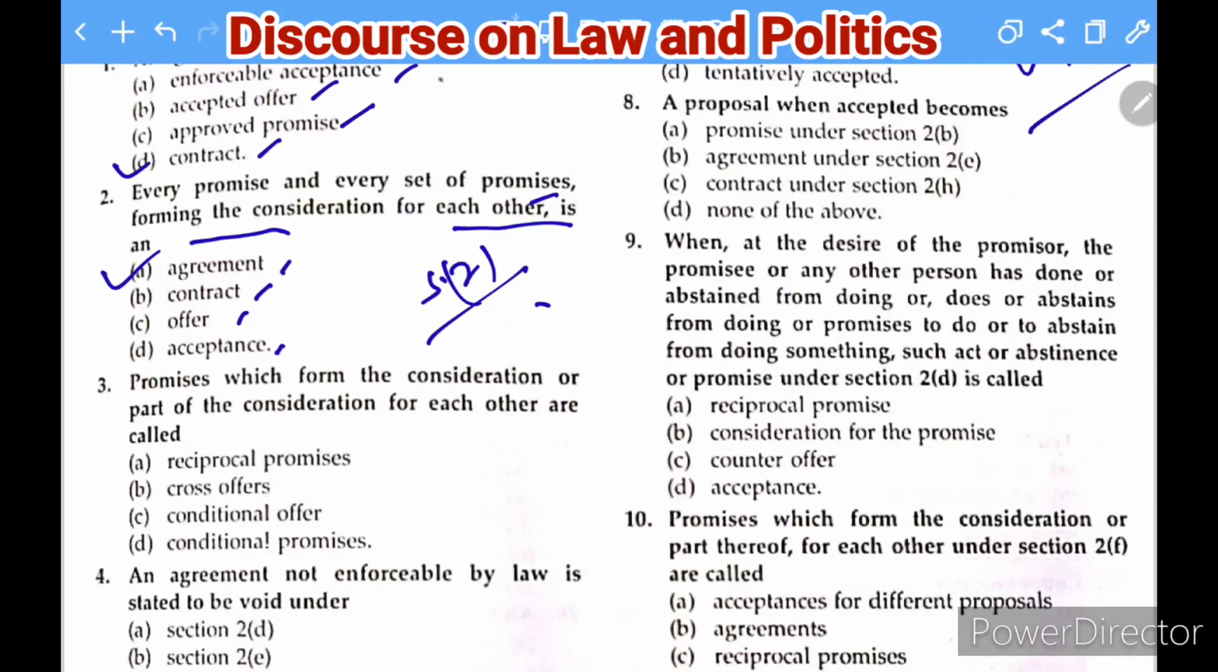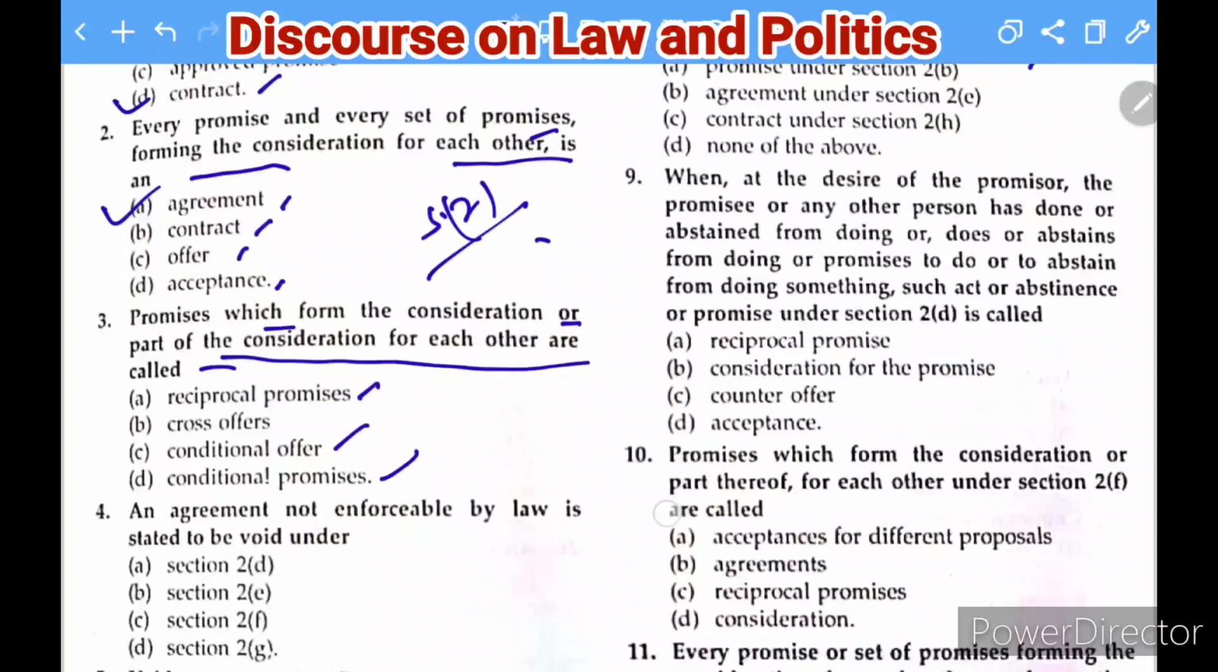So every set of promises or every promise forming the consideration for each other is called an agreement. Next question: promises which form the consideration for each other are called reciprocal promise, cross offers, or conditional promise. So it is a promise which is the consideration for each other. So obviously the answer must be the reciprocal promise.